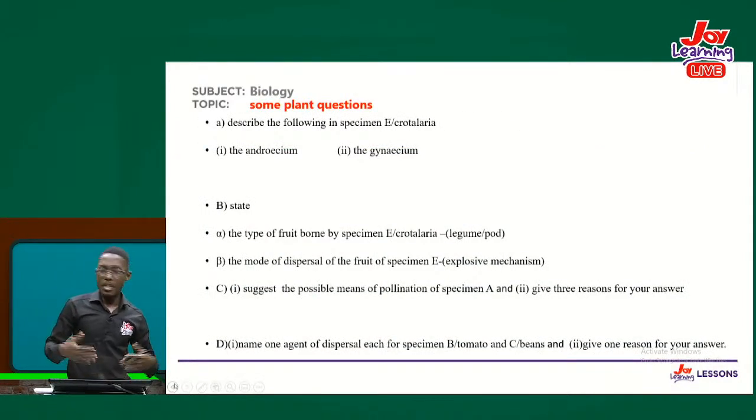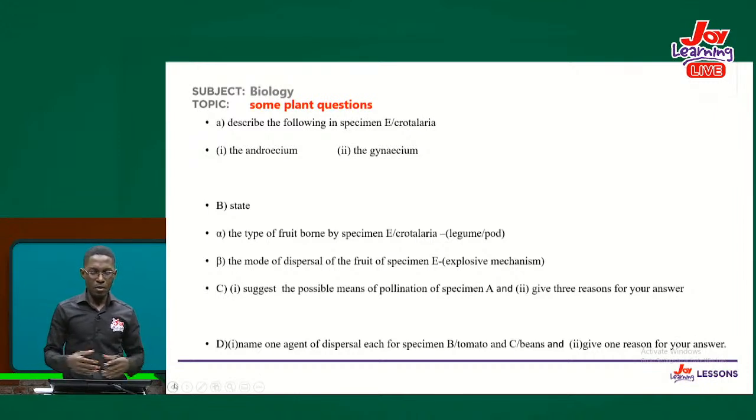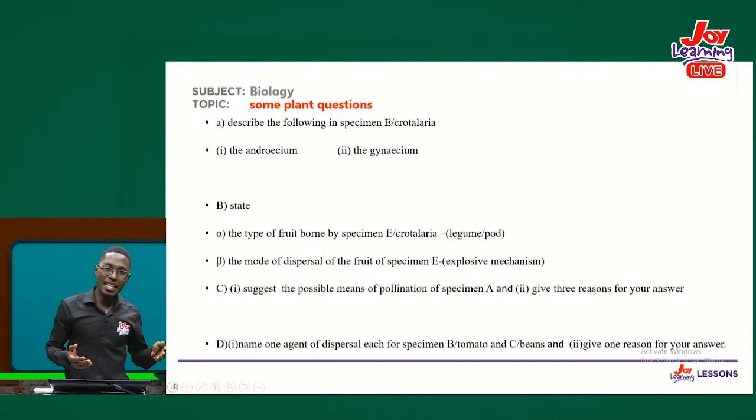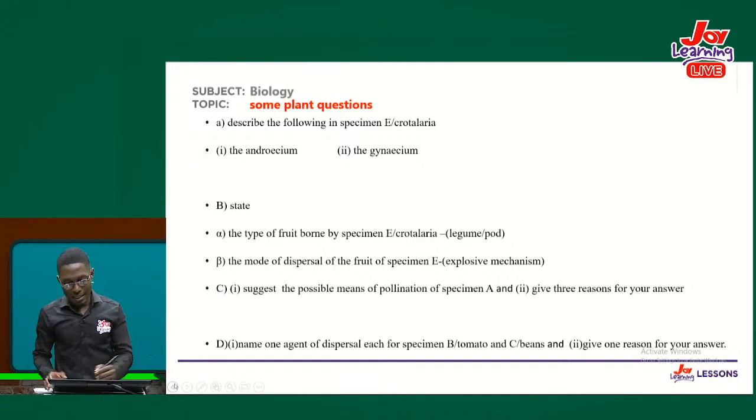Another question that also came was, they gave us crotalaria and they just said, describe the following specimen E. The androecium alone, they limited you to androecium. So for this one, you take the flower, you look at the length, whether it's longer than the other part or shorter, you look at the color, you look at the anther, how many anthers are there. They look at the number of stamens. Are they 6? Are they 8? Are they 9? Are all the 9 the same? Are they more than 9? Are they more than 10? If you go to the exams and the flower formula count is more than 10, you use the infinity sign. So if you write and you get to A and it's more than 10, use the infinity sign.